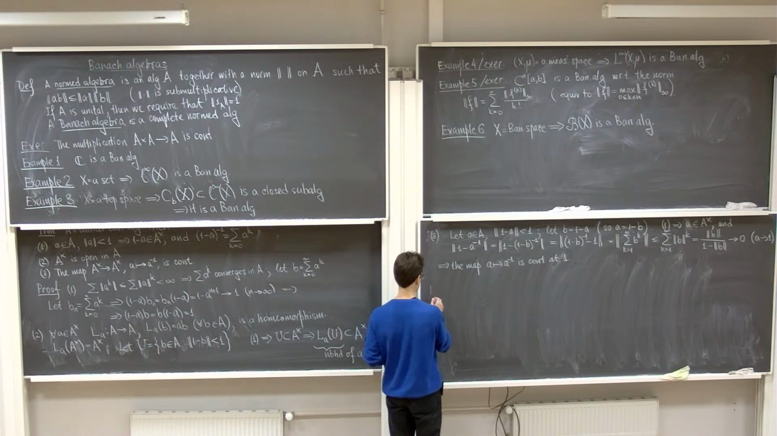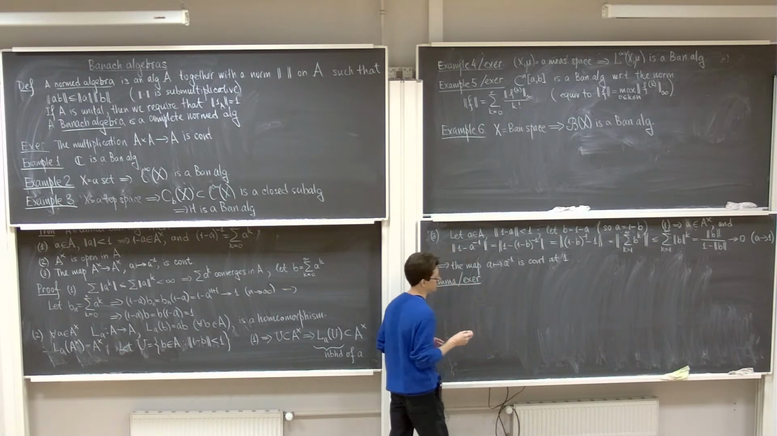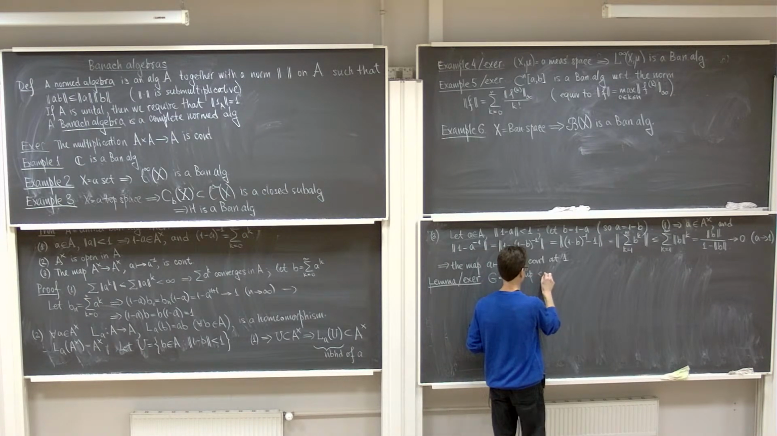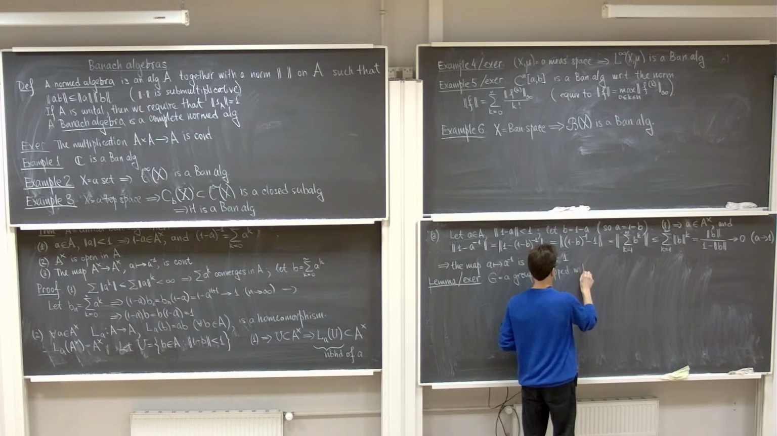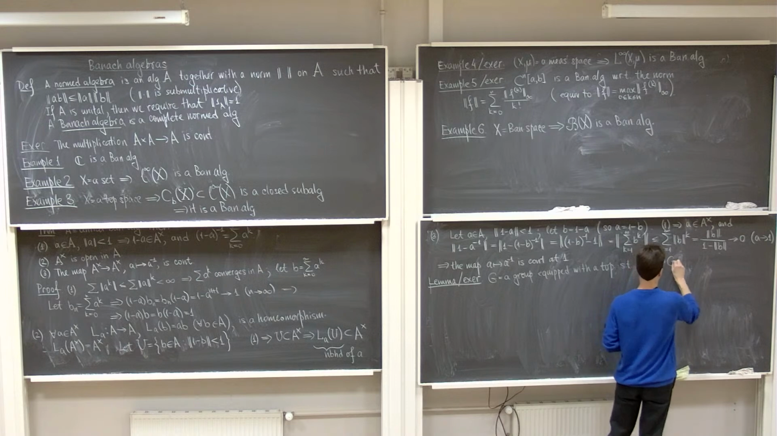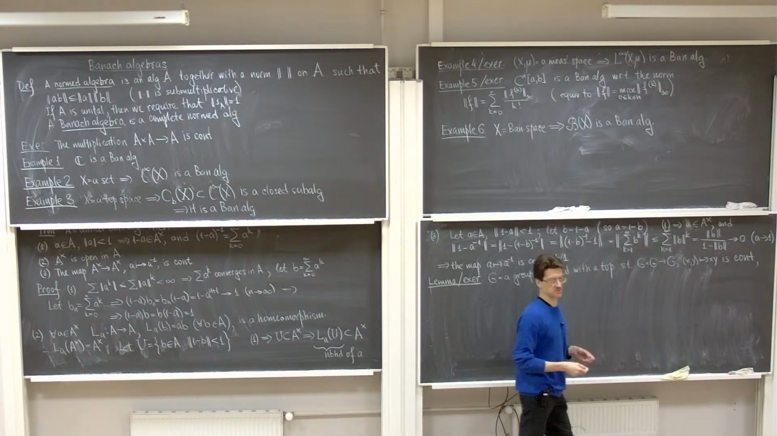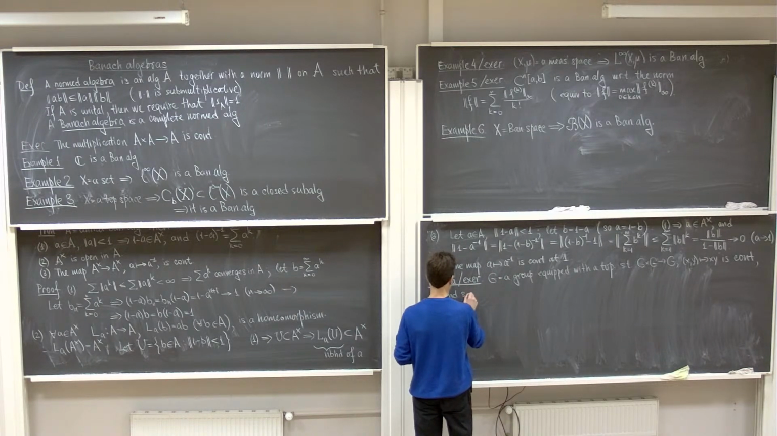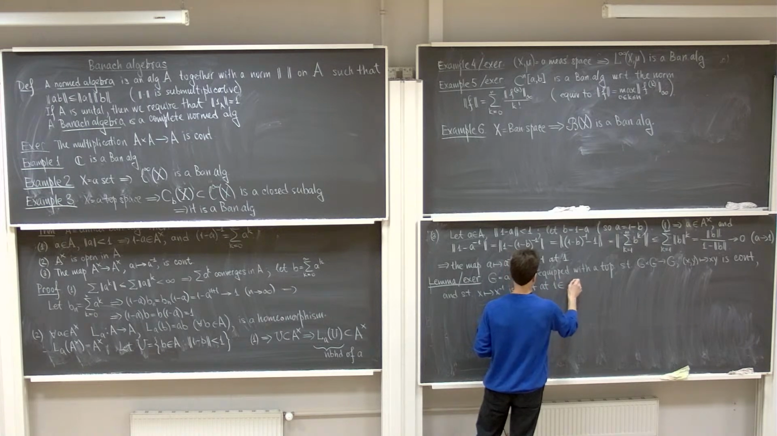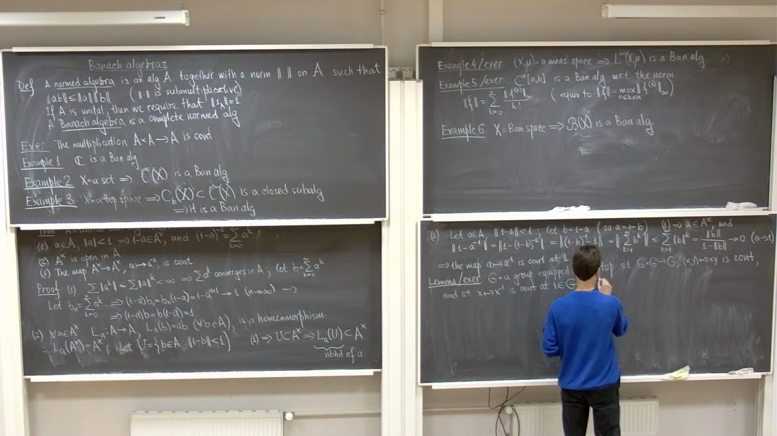Now, to complete the proof, we just use the following simple lemma, which is a simple exercise for you. Suppose that we have an arbitrary group, G is a group, equipped with a topology, such that, first of all, the multiplication is continuous, and such that the inversion map is continuous at the identity. I claim that the inversion map is continuous everywhere on G.